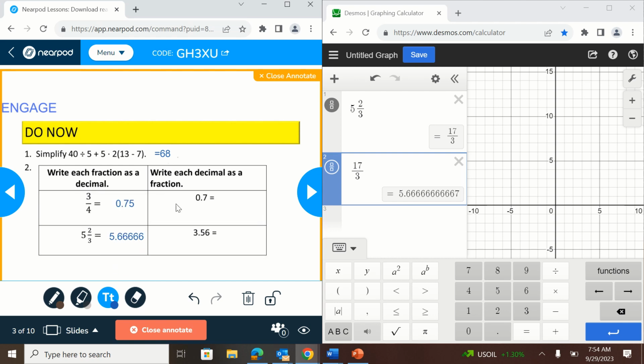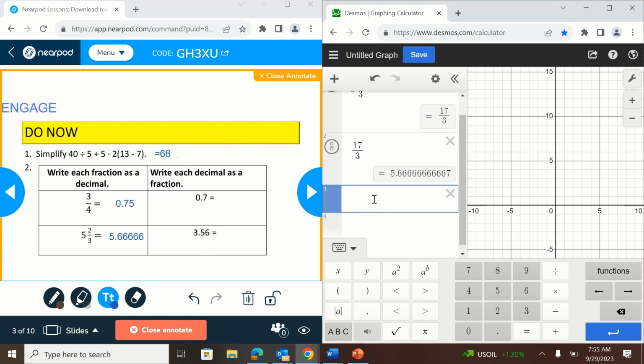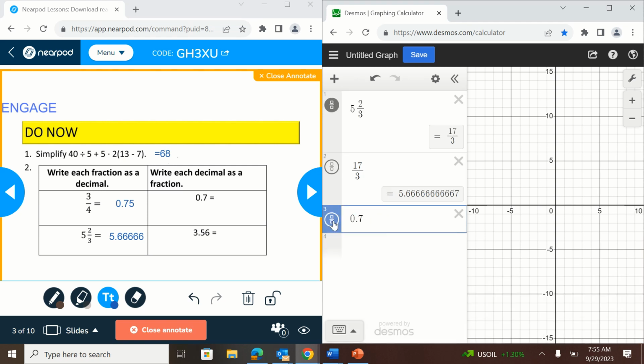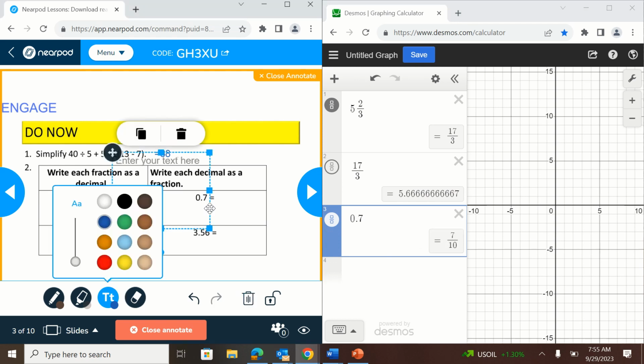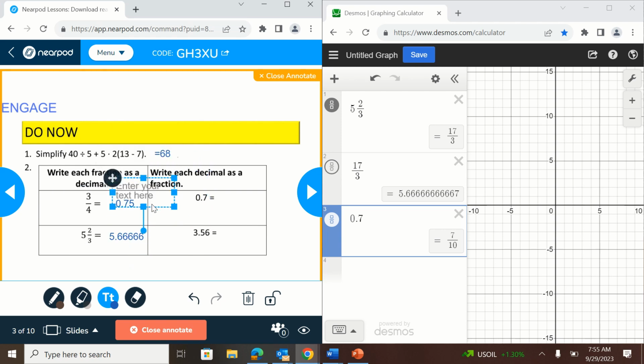like. Now, when we're asked to write each decimal as a fraction, students have the opportunity to type in the decimal, and there is an icon that pops up as a fraction where they could go ahead and select it. So now we have identified that 0.7 can be written as a fraction as 7 over 10.